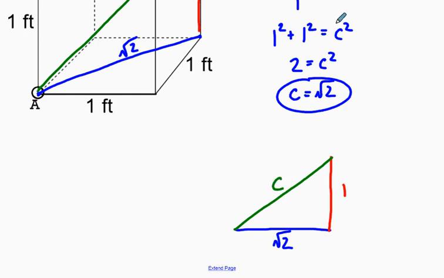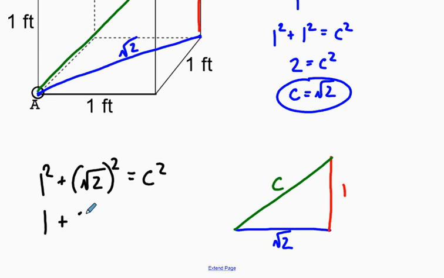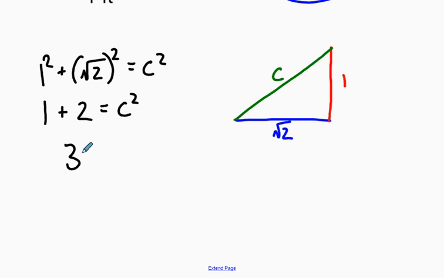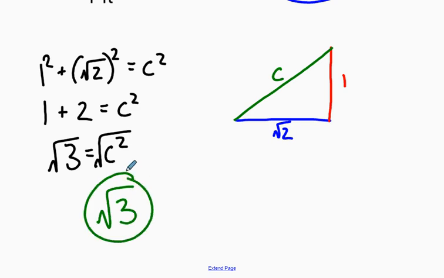So then I know 1 squared plus the square root of 2 squared is equal to c squared. 1 squared is 1, the square root of 2 squared, the square root and the square undo each other, so I just get 2 equals c squared. 1 plus 2 is 3, and then I get the square root, and my final answer is the diagonal is just going to be the square root of 3.